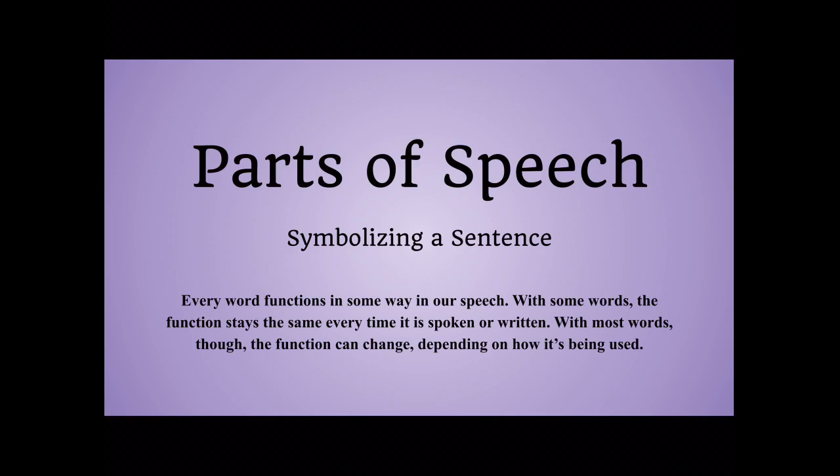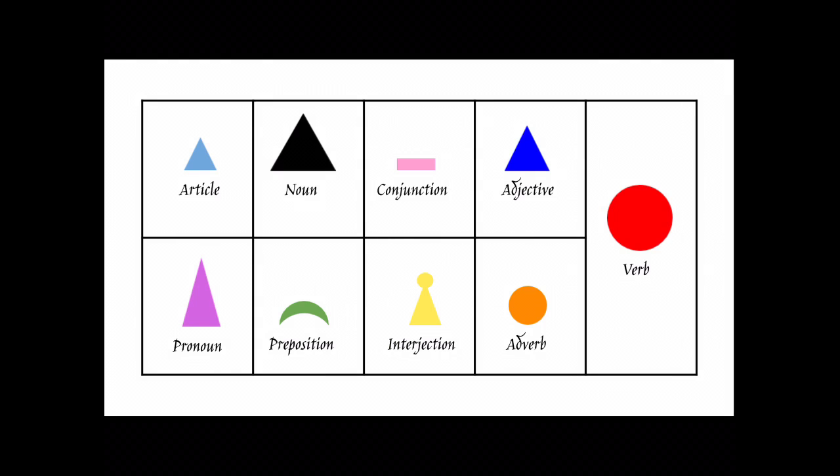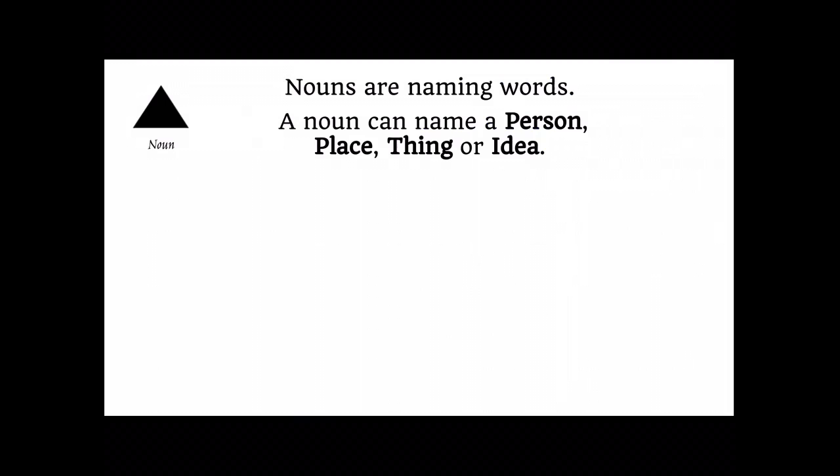Let's take a look at some of these parts of speech and how we might symbolize a sentence. The 9 parts of speech that we start with are the article, the noun, conjunction, adjective, pronoun, preposition, interjection, adverb, and the verb. So to get started, we're going to look at what is, in some ways, one of the most simple parts of speech that is used very often, the noun.